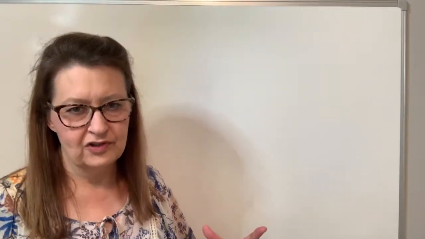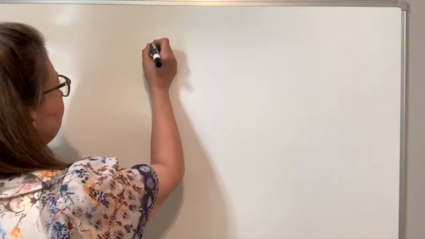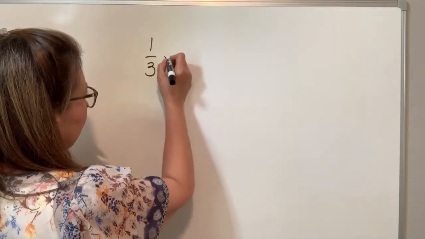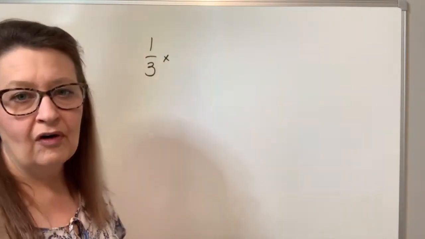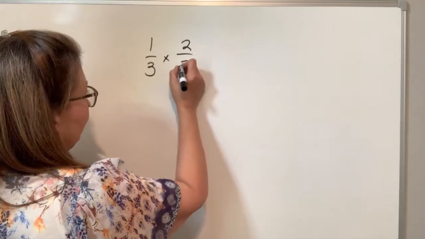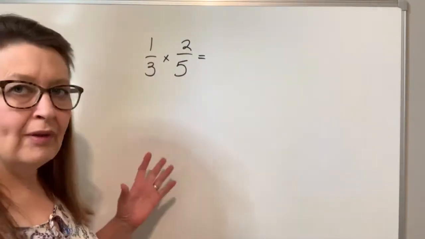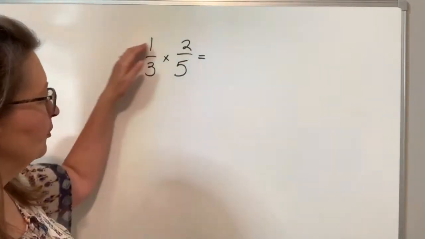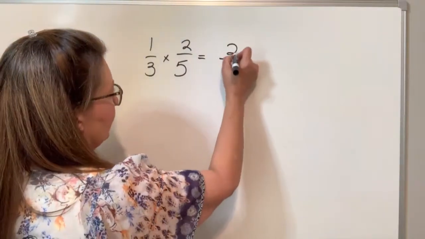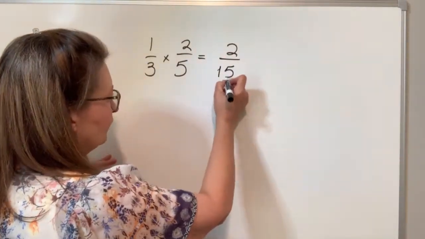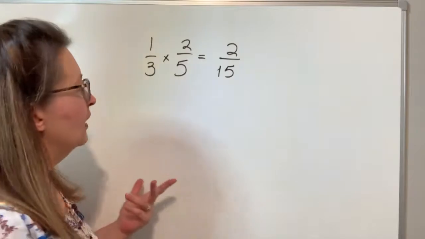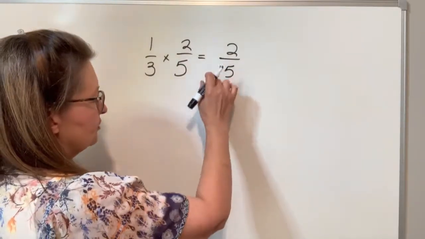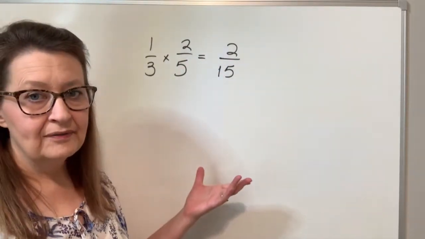Okay, now for multiplication. This is the easiest part of working with fractions. When you multiply, you do not need a common denominator. All you need are some fractions with a multiplication sign. When you multiply fractions, you just multiply numerator times numerator and denominator times denominator, and then reduce. 2/15, there's nothing to reduce. And that's all there is to it.